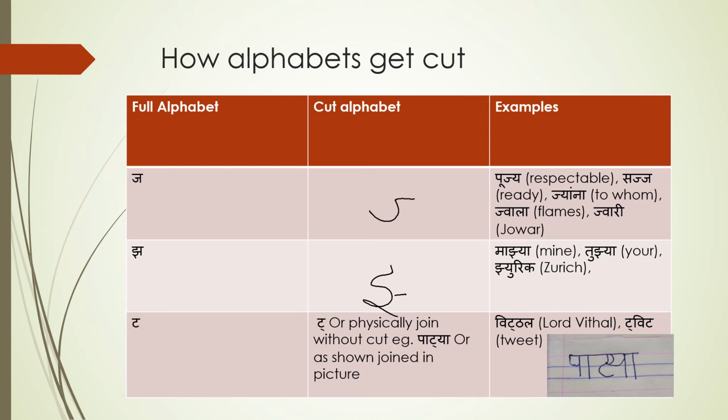The concept of pi modla, or indicator that says the letter's been cut in half, is applied to the letter T more often. So if you want to indicate that T is part of a Zodakshar, then you write T and put a small dash under the letter. Example: Pathya, or Vitthal, or Tweet. Here the T is only half.